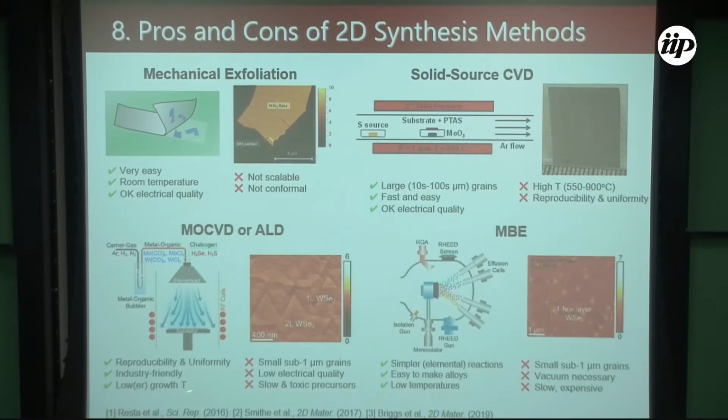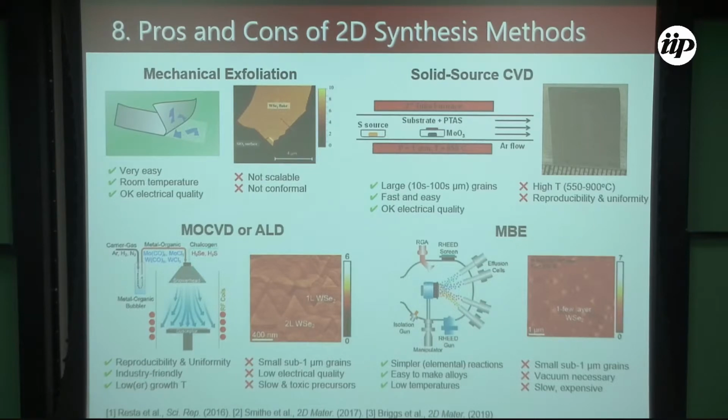And I think the temperature could be lowered a little bit more. The electrical quality here is not that good yet. I haven't seen good electrical data from MOCVD or ALD grown materials, at least not as good as our data from the CVD grown stuff. That's partly because the grains are usually quite small. And my students and my staff tell me that the precursors are kind of slow and toxic, and some of them are actually not even allowed at my university.